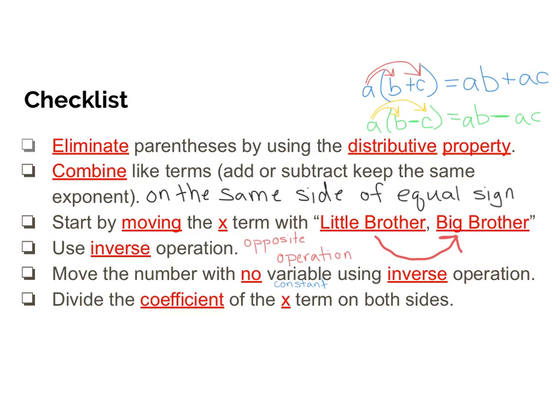And the final step that we're going to do is dividing the coefficient of the x term on both sides. So we're going to finally get that x completely by itself, not tied with any number at all.